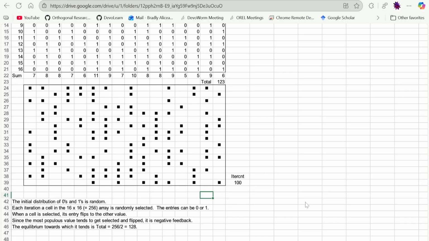Then we randomly select cells and we flip the values. And we keep doing this over time as we select cells. What happens is that the most populous values tend to get selected and flipped. So when the most populous values get flipped, it's negative feedback, which reinforces order. And so this is a nice way to show how order can emerge from randomness.